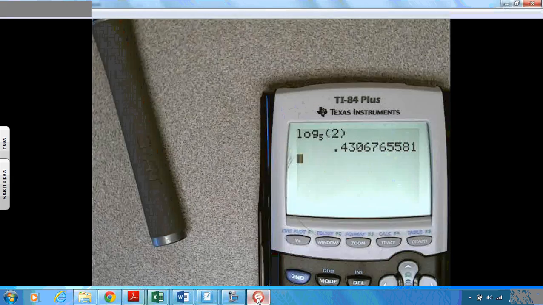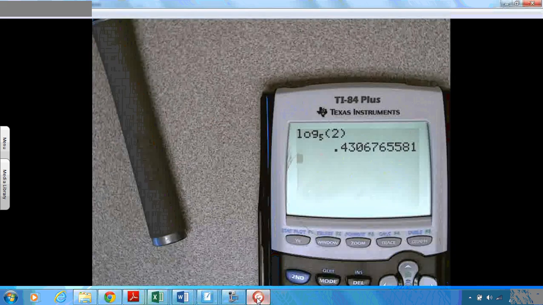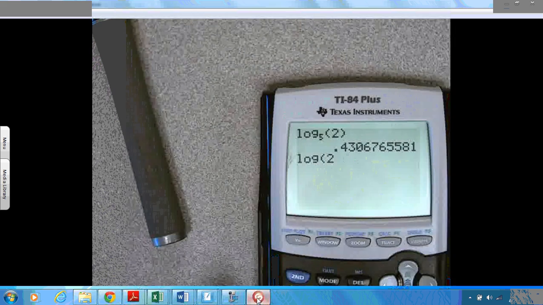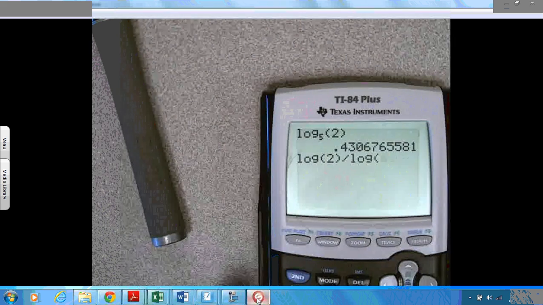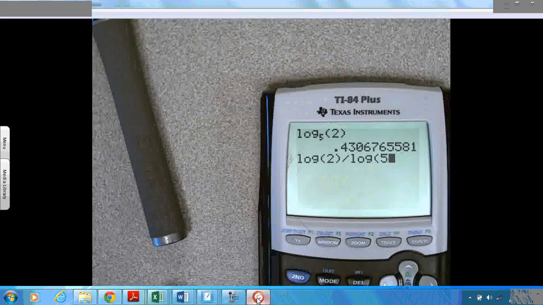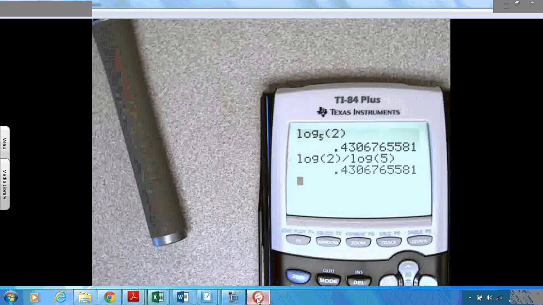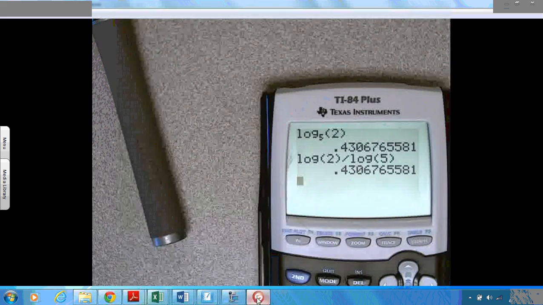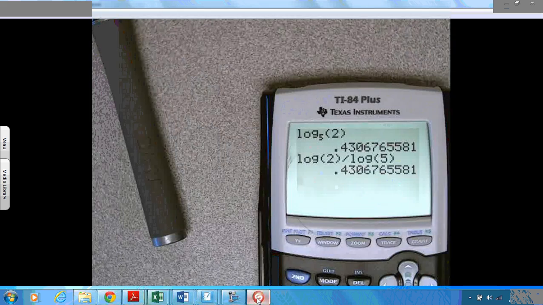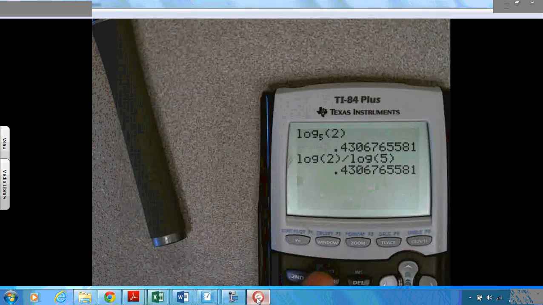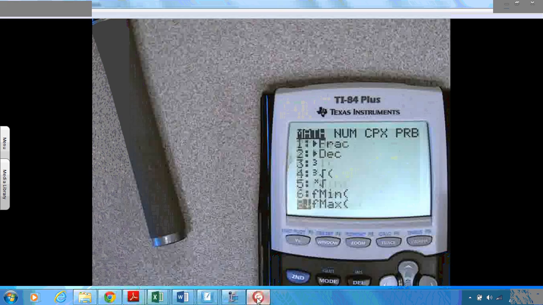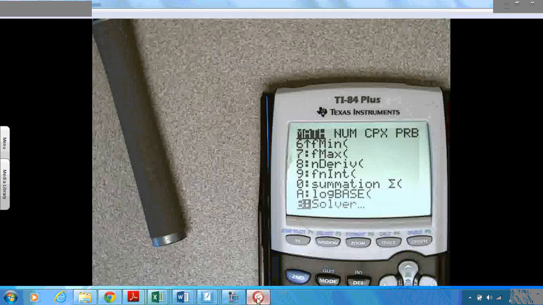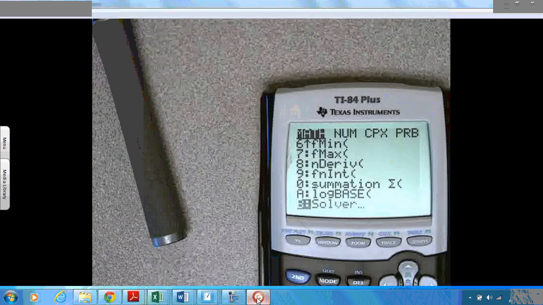If you don't have that menu, you do the change of base: log of 2 divided by log of 5. It's called the change of base formula. You take the log of the second number over the log of the first number. A lot of calculators don't have it, Jennifer. If I go to math and go down all the way, many calculators don't have this. This is a new feature that older ones don't have.